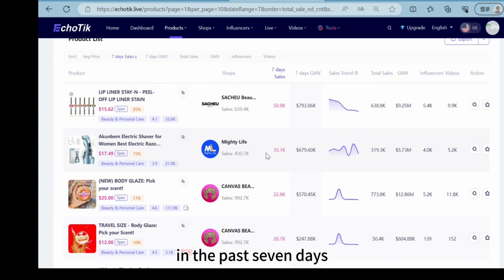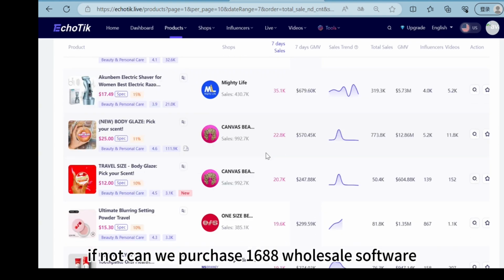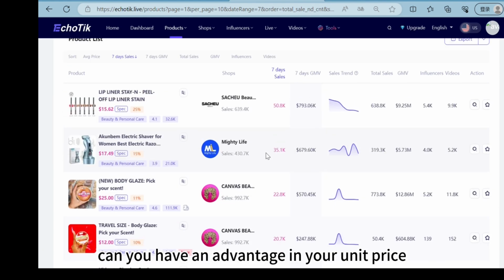In the past 7 days, the best-selling beauty and care products. So we can make a basic judgment. Do we have a supply chain for these? If not, can we purchase from the 1688 wholesale platform? Can you have an advantage in your unit price for procurement?